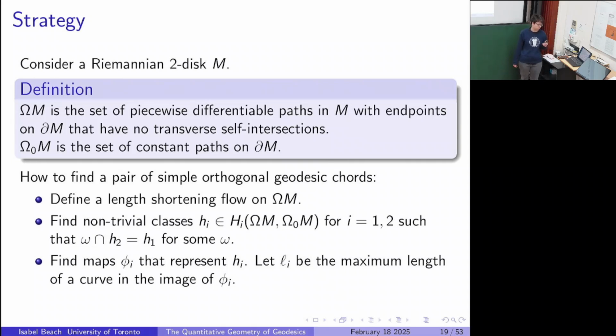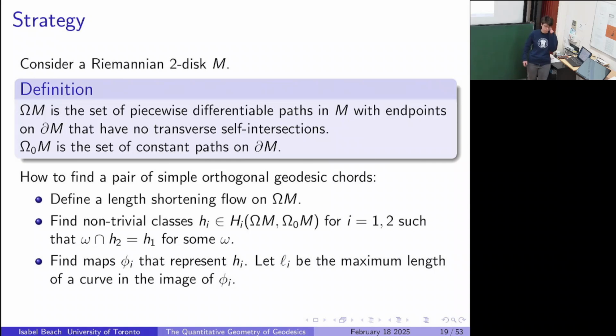So what we're going to do is consider a Riemannian two-disk. We're going to consider a space omega M, where the critical points of the length functional on the space are going to be the objects that I'm interested in, so simple orthogonal geodesic chords. So I'm going to set omega M to be the set of piecewise differentiable paths in M with endpoints on the boundary that do not have transverse self-intersections. I'm going to look at these paths modulo the constant paths on the boundary.